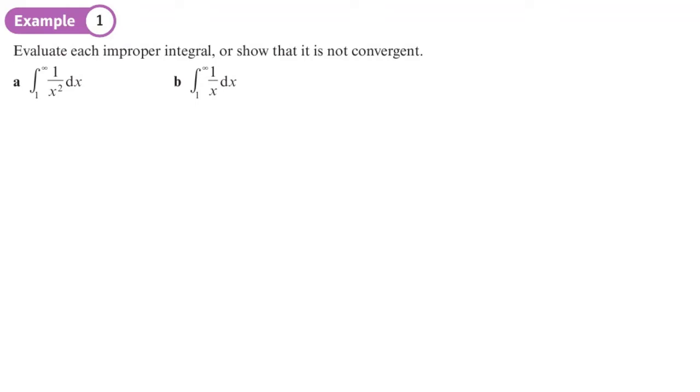Okay, let's have a look at these examples. So the first one says, evaluate each improper integral or show that it is not convergent. So if it's not convergent, that basically means that it's divergent, and we can't evaluate the improper integral. So the first one, you can see that it's an improper integral because that upper limit is infinite, and we want to see what happens when we replace that upper limit with t. We're going to see what happens as t approaches infinity. It may be that this value converges, it may be that it doesn't converge, it diverges.